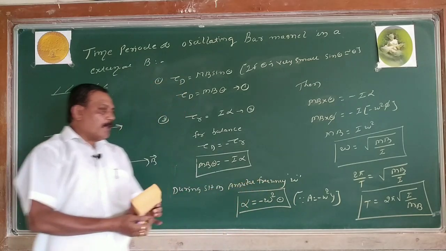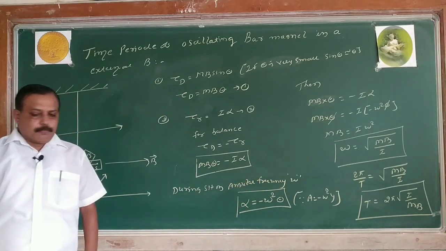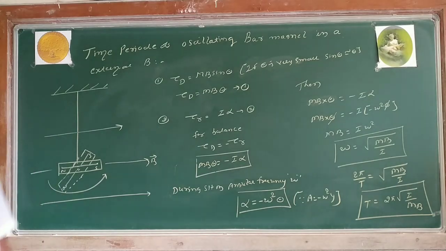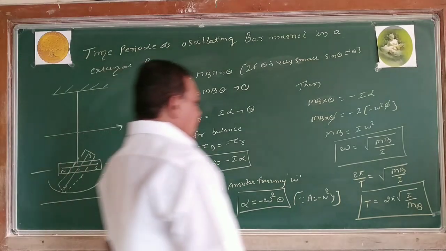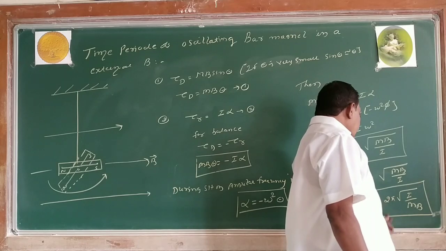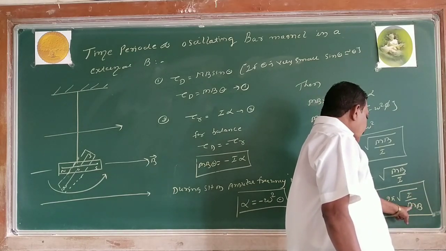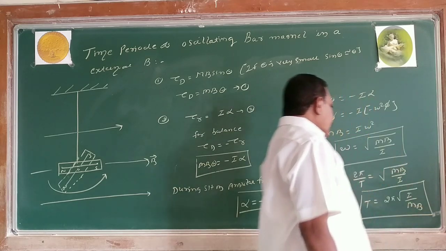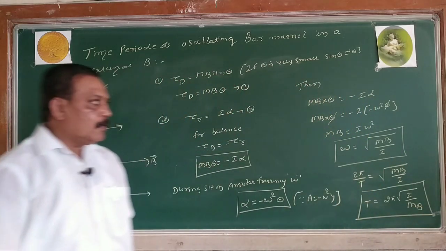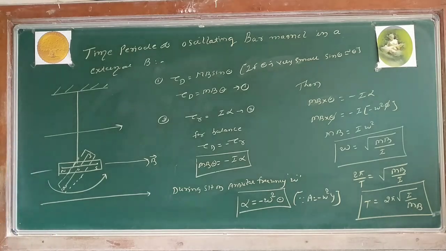Omega equals 2 pi by T. Look at all the equations. Now this is the time period of an oscillating bar magnet in the region of an external magnetic field. 2 pi, I is the moment of inertia, m is the magnetic dipole moment, b is the external magnetic field.